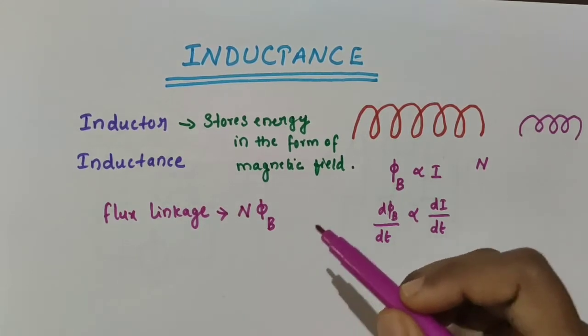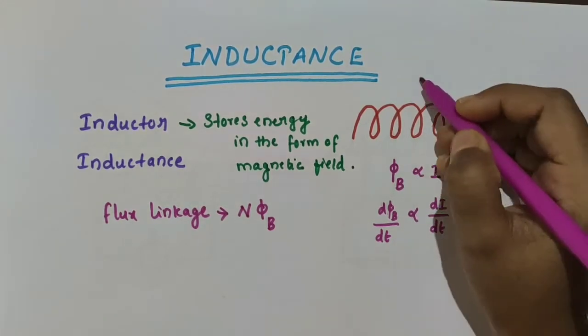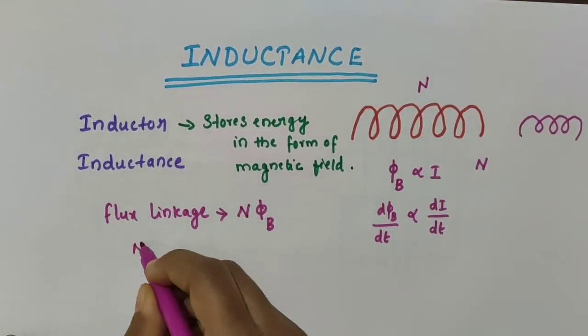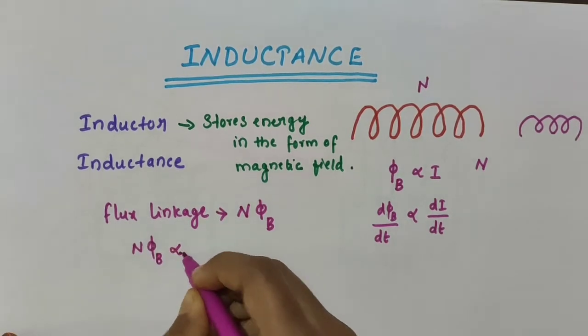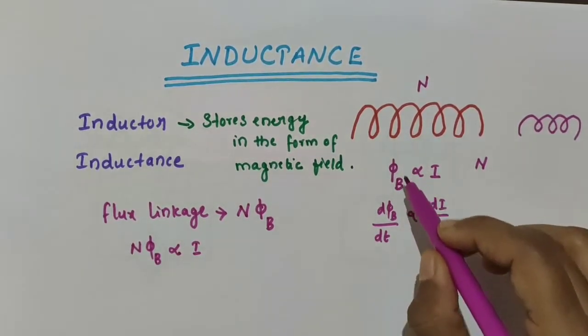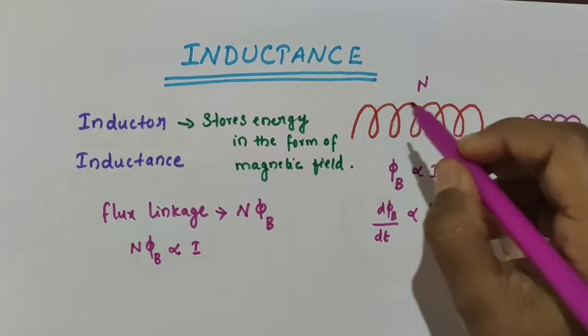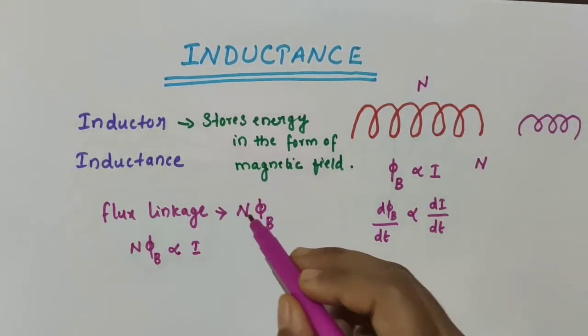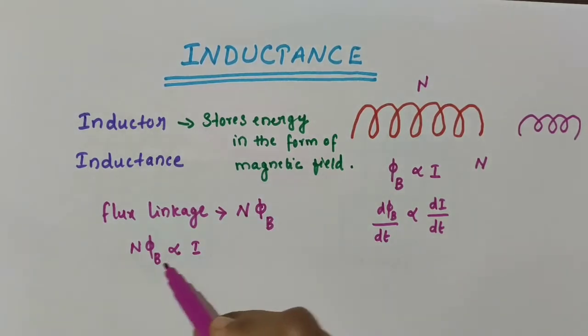So for a closely wound coil of N turns, this flux linkage N phi b is proportional to I. First we wrote phi b is proportional to I, but if there are N turns, then we use the term flux linkage, which is N phi b, and that is also proportional to I, the current flowing through this coil.